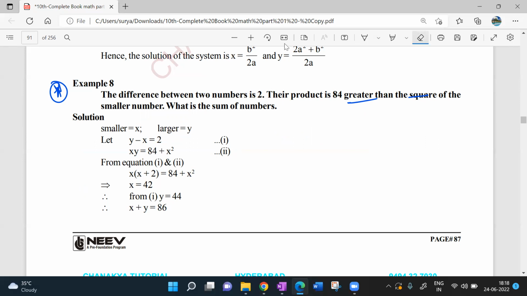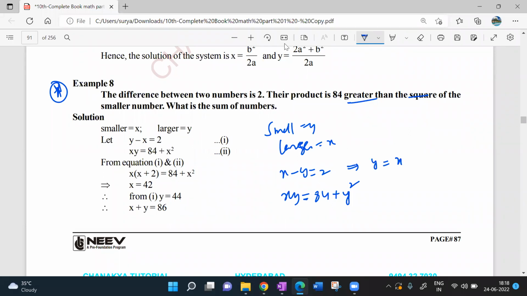It depends. If I take the smaller number as y and the larger number as x, the difference is x minus y is equal to 2. The product xy is equal to 84 plus the smaller number squared, which is y square. So what is y now? y is equal to x minus 2. Correct. So x into x minus 2 is equal to 84 plus (x minus 2) whole square.